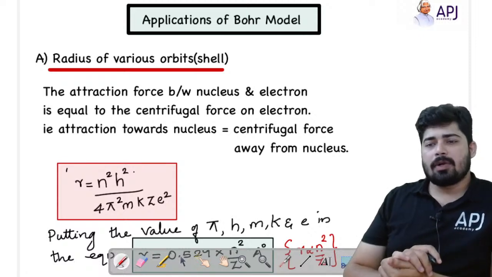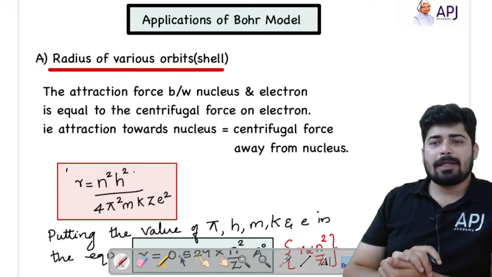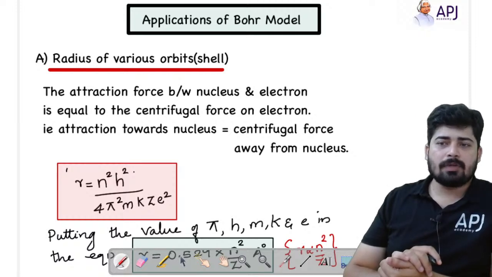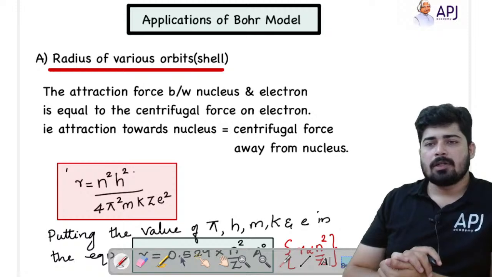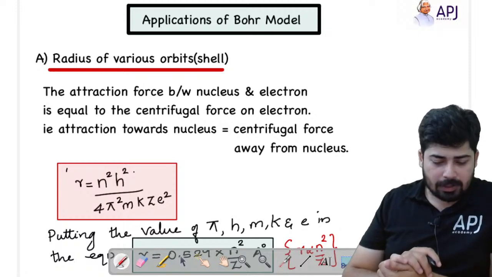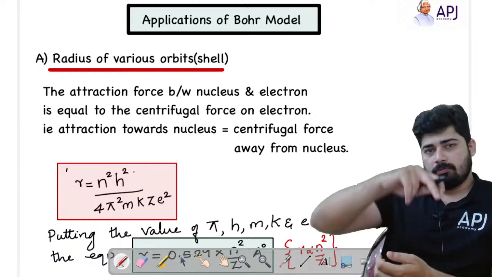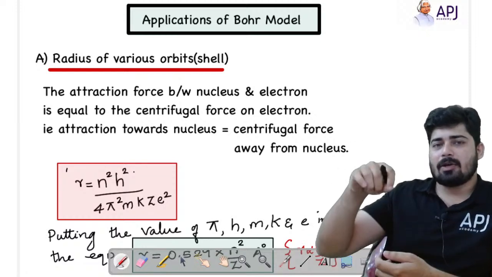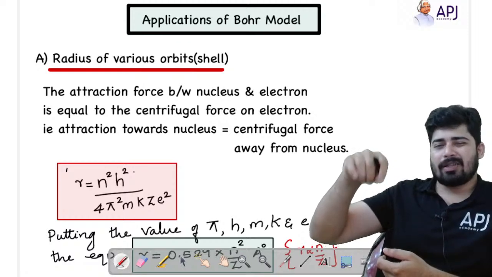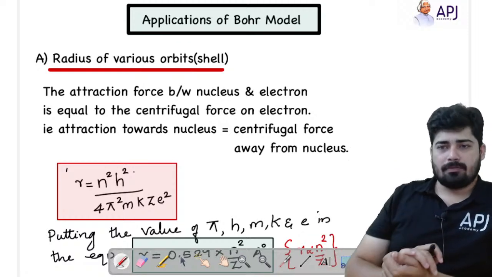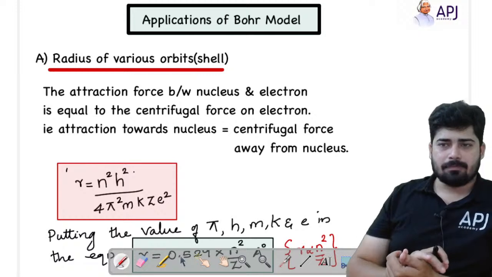Now here we are going to discuss the application of the Bohr model. See, we have different applications. So the first one is to find out the radius of the orbits. So radius means the distance of the orbit or the shell from the nucleus. Okay, that is called the radius.